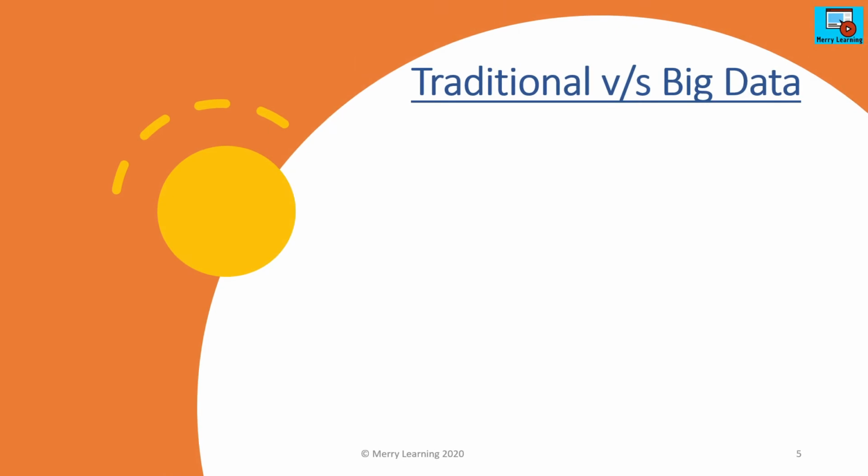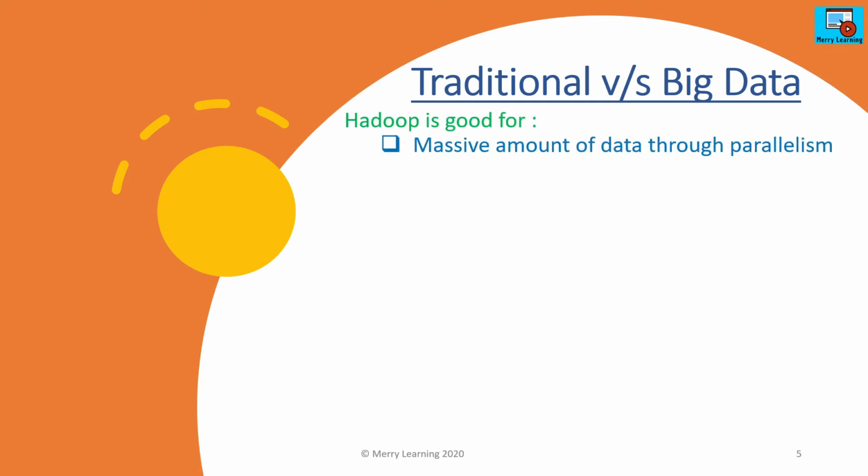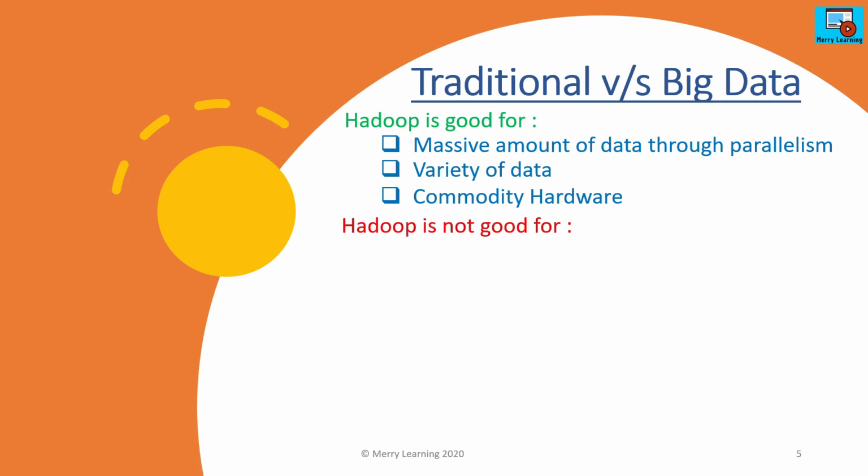Taking all these into consideration, there are certain scenarios where Hadoop is very good and scenarios where Hadoop wasn't getting fit as well. Let's see that. Hadoop is a good choice when there is a massive amount of data wherein parallel processing is possible, when there are different varieties of data, and when there is commodity hardware in place. But Hadoop was not a good option in the following cases.